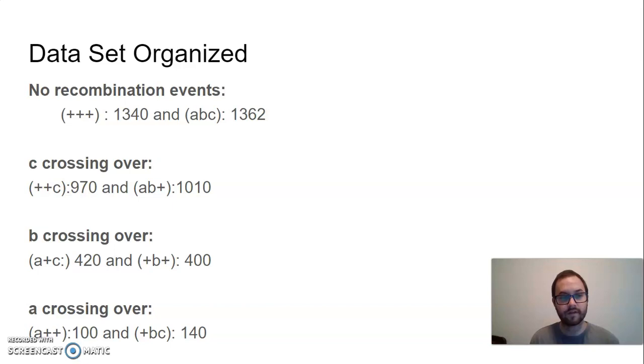The next one is C crossing over, where the genotype is either plus plus C or AB plus. B crossing over, where it's either A plus C or plus B plus, and A crossing over, which is either A plus plus or plus BC.